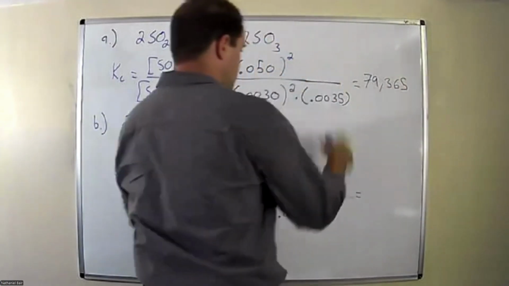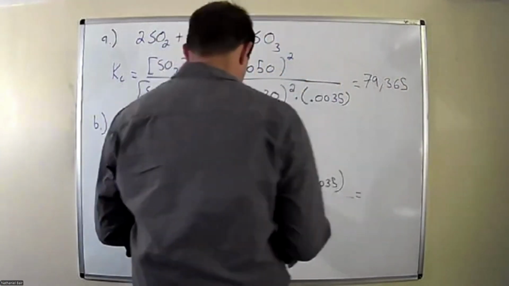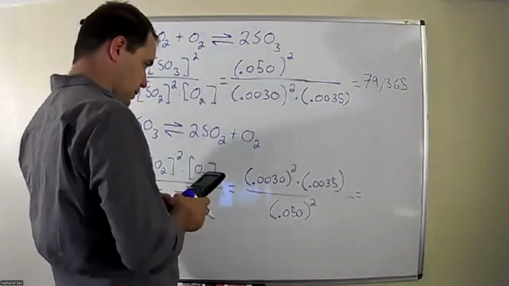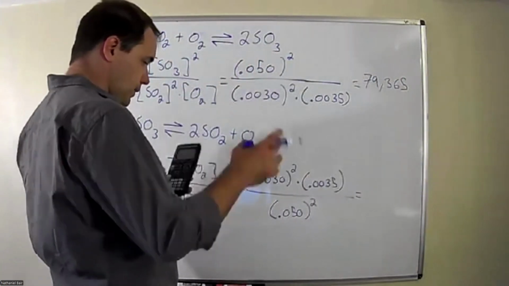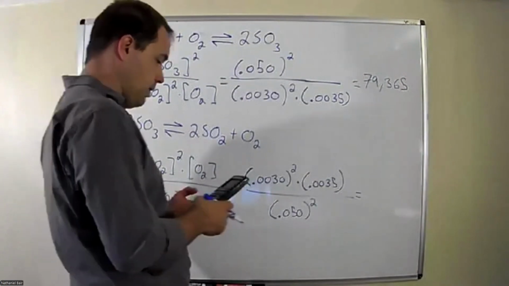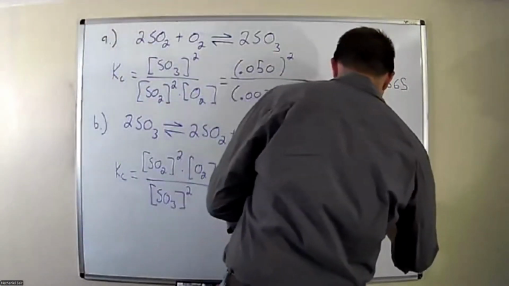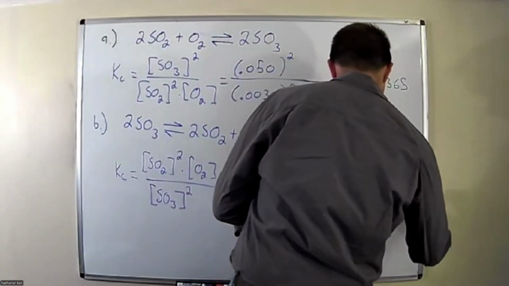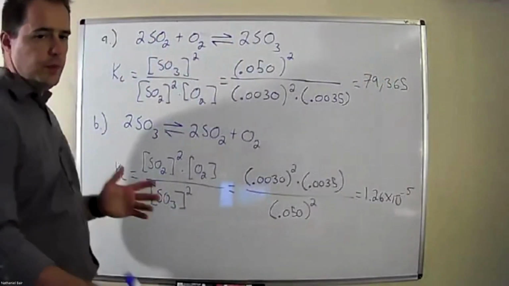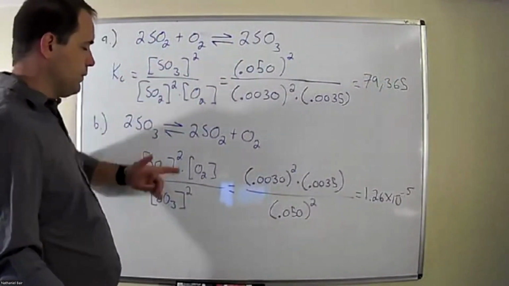79,365. Technically, it'd be 79,000, right? Then here, we got 0.003 squared times 0.0035 divided by 0.05 squared. And we get 1.26 times 10 to the negative fifth. So what are the relationships? Well, obviously, hopefully you can see this. These guys are just flipped.